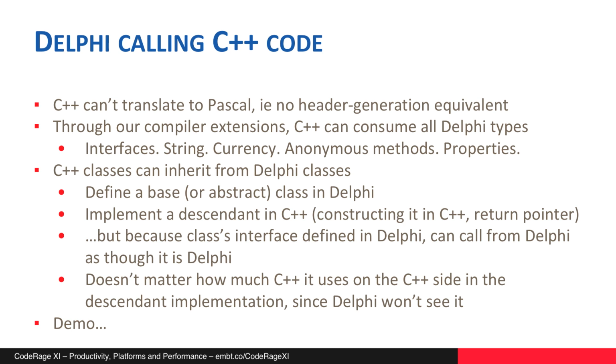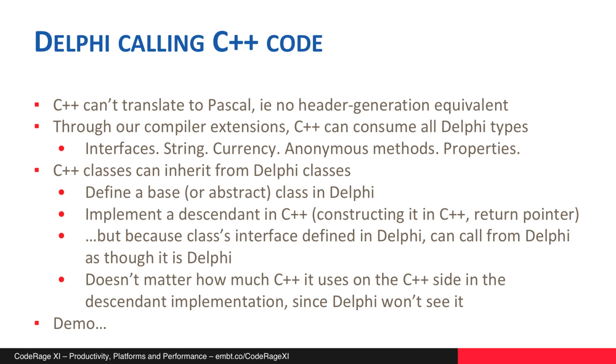What about the other way? What about Delphi calling into C++ code? Well, that's really quite interesting. The way it worked when C++ was using Delphi was that the Delphi compiler generates a header. And so C++ sees what it thinks is C++. But of course you can't do that the other way around, because C++ can't translate to Pascal.